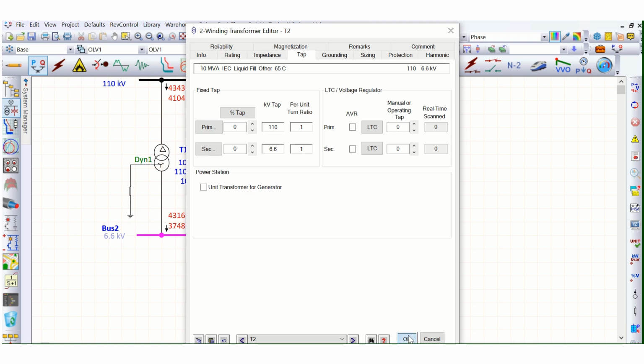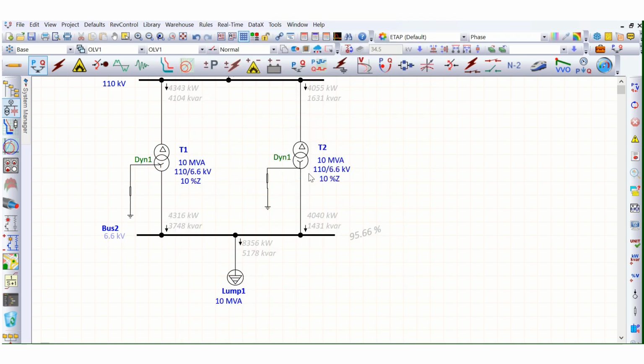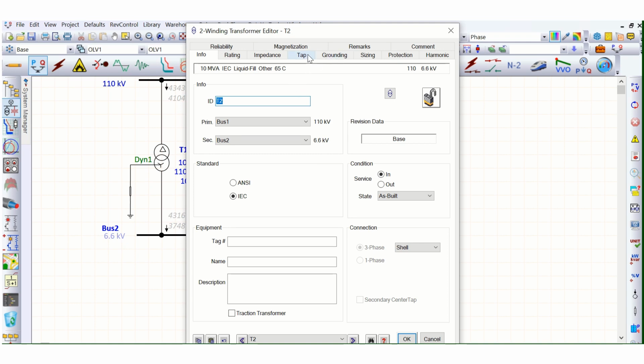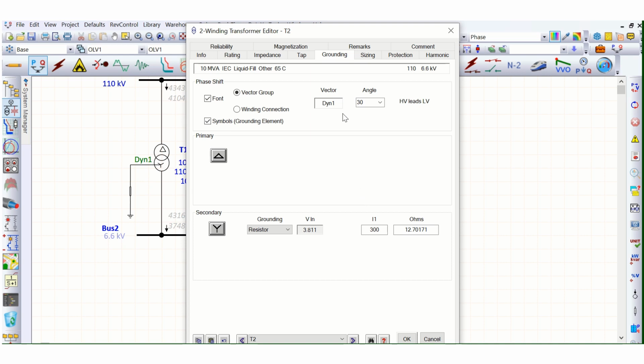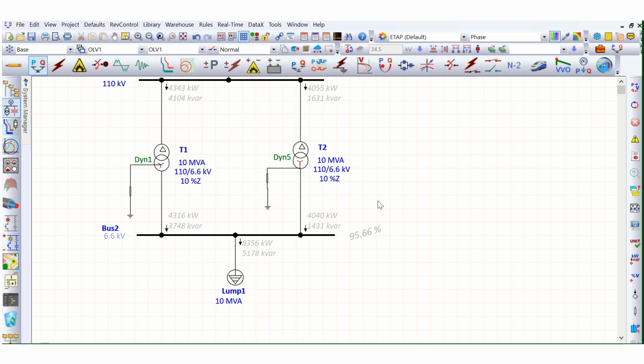Let's go back to principal tap. Okay, now identical. Now we will change the vector group. Let's see what's happened. Go to grounding. Here, instead of dyn1, let's change it. Suppose 150 degree angle, that means dyn5. So here dyn1 vector group, and here dyn5 vector group. Let's run load flow. All other parameters are same: transformer rating, voltage rating, percentage impedance, tap position, all are identical. Only I have changed the vector group.